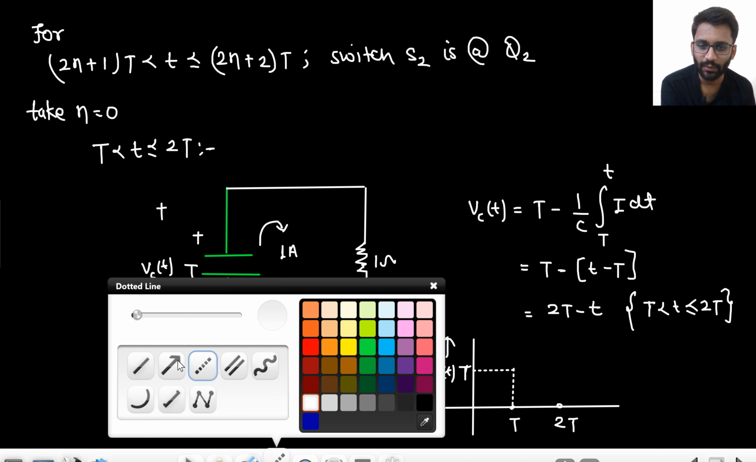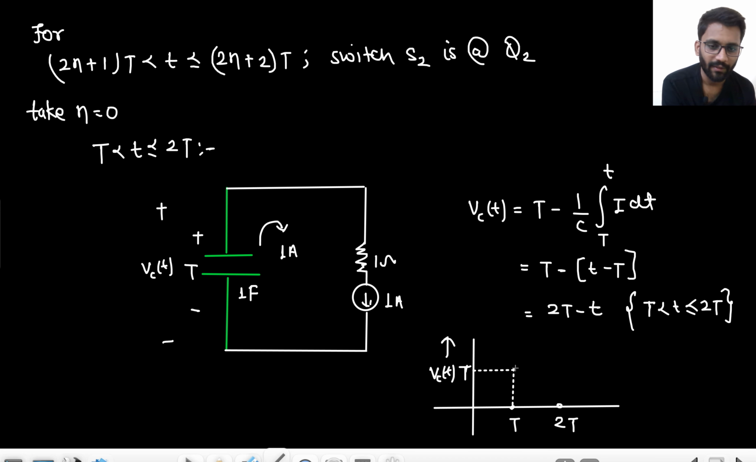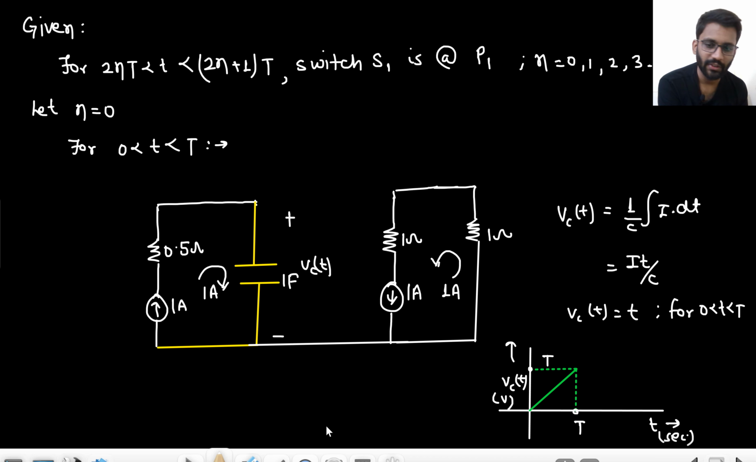So basically it is losing the voltage, right? From T to 2T, it is losing the voltage. So first it has developed, then it has lost. So basically your VC at 2T is 0 volt. And what was your VC at T? VC at T was T volts. Right? Now what will happen? Again this circuit will come into action.